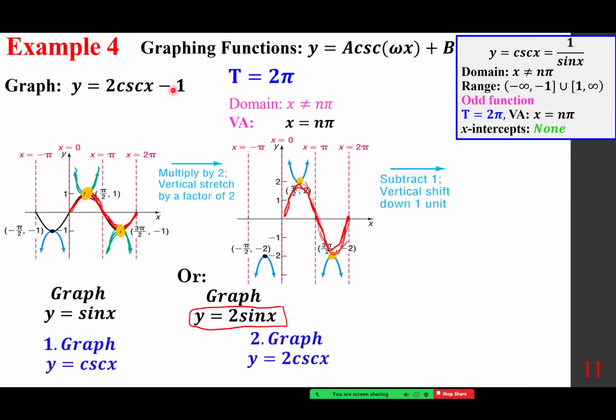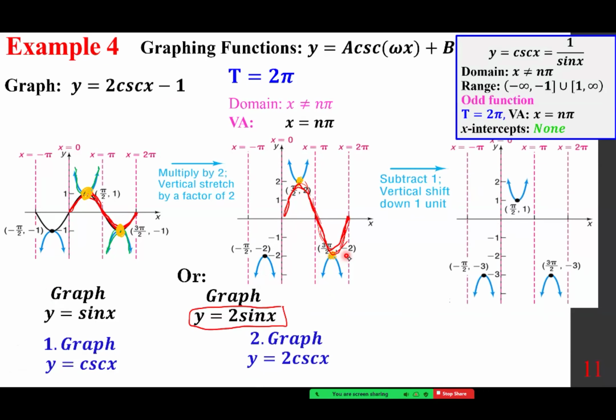Which means now this point, which has coordinates π/2, 2, comes down to π/2, 1. This one comes down to negative π/2, -3. This comes down to 3π/2, -3. That's the meaning of it, which is the graph of y equals cosecant x minus 1. So look at those points.